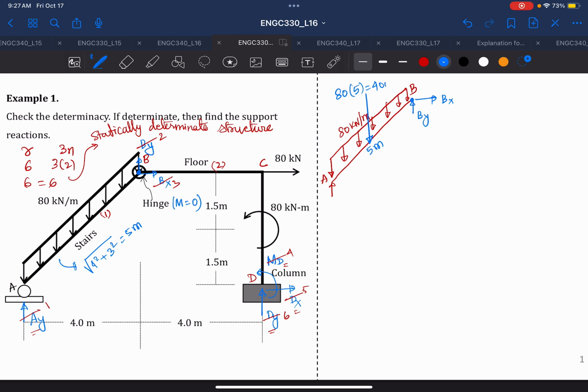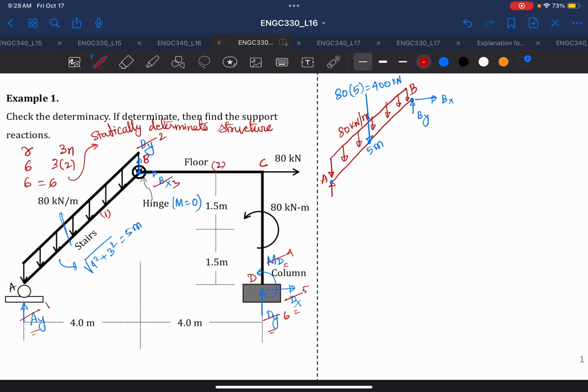Which means that 400 kilonewton. We just convert this into a point load so that it will be convenient for us when we calculate the moment. Otherwise, if we cut a section in between A, B, we should not convert into a point load. So for this case, because I wanted to know what is my AY, I will convert the UDL into a point load, and that will be 400, and this will act exactly at the center.